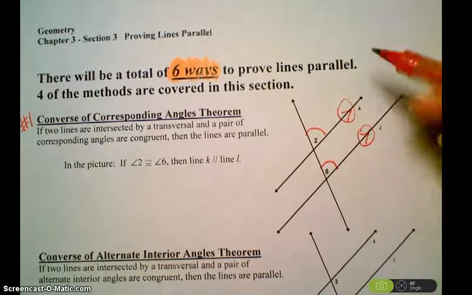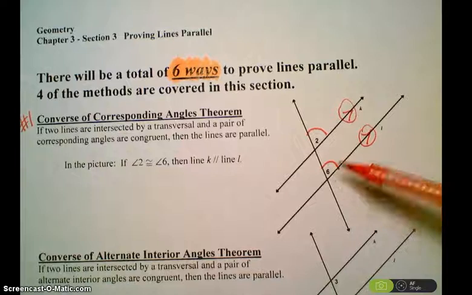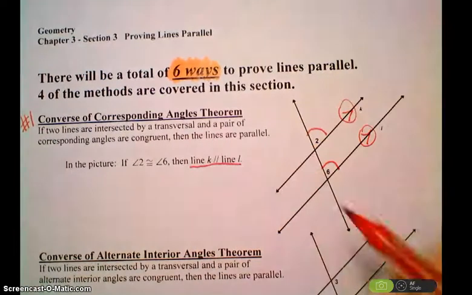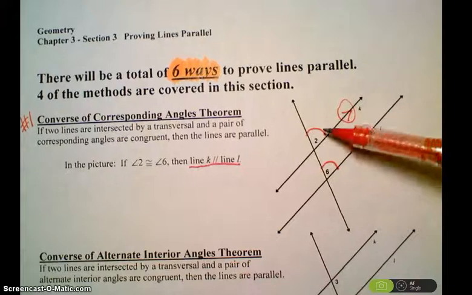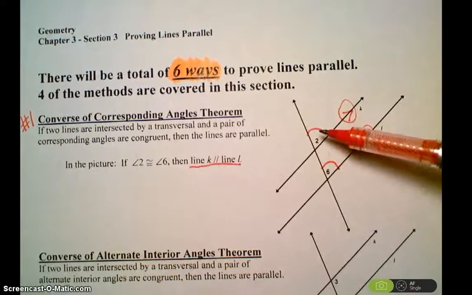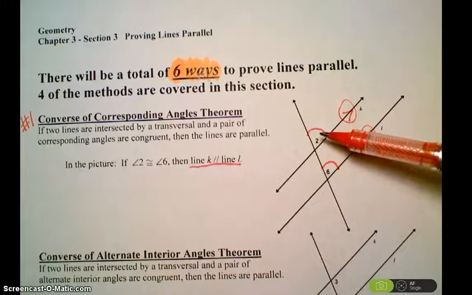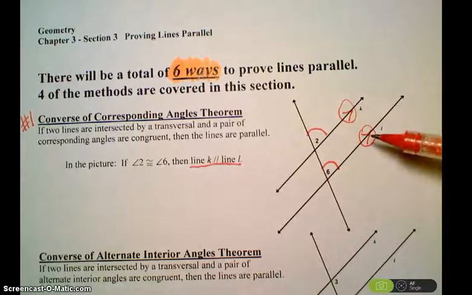So if we know angle 2 is congruent to angle 6, we'll be guaranteed that line K will be parallel to line L. Now notice, this is just one pair of corresponding angles. Of course, there are 4 different sets. If any of those turn out to be congruent, you're guaranteed your lines are parallel.